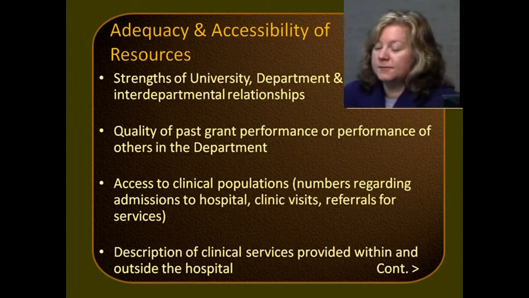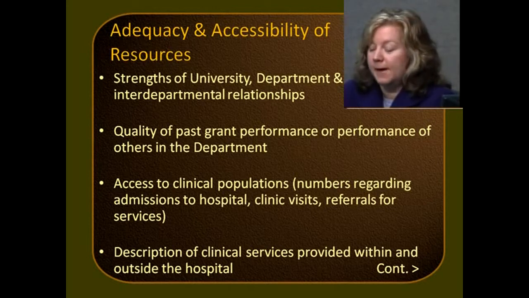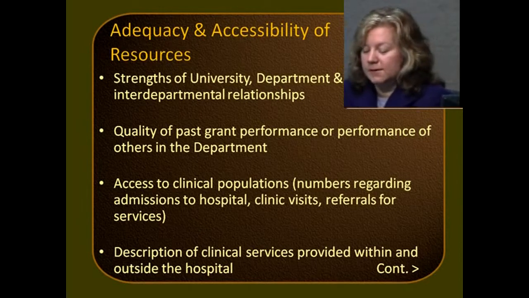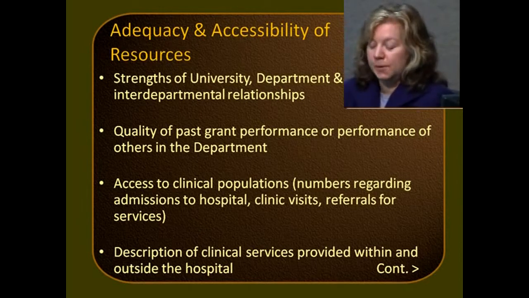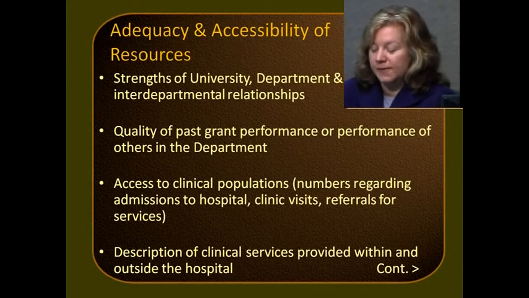Next, after giving an overview of your institution or agency, you'll want to talk a little bit about your past grant performance. It can get a little tricky in this area because if you talk too much about how well you've done in the past, reviewers may start to wonder why you need additional funding.